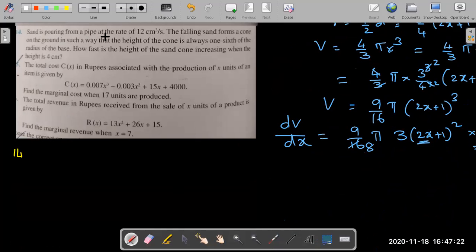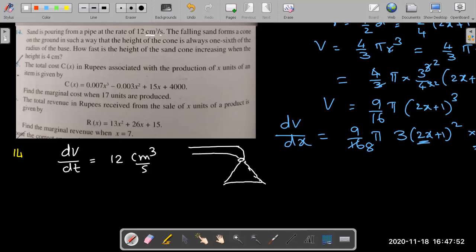Sand is pouring from a pipe at the rate of 12 centimeter cube per second. So this is volume and this is t. So dV by dt is given. That's equal to 12 centimeter cube per second. The falling sand forms a cone on the ground. That means you have a pipe, and from the pipe the sand is pouring. So the sand has the shape of a cone.